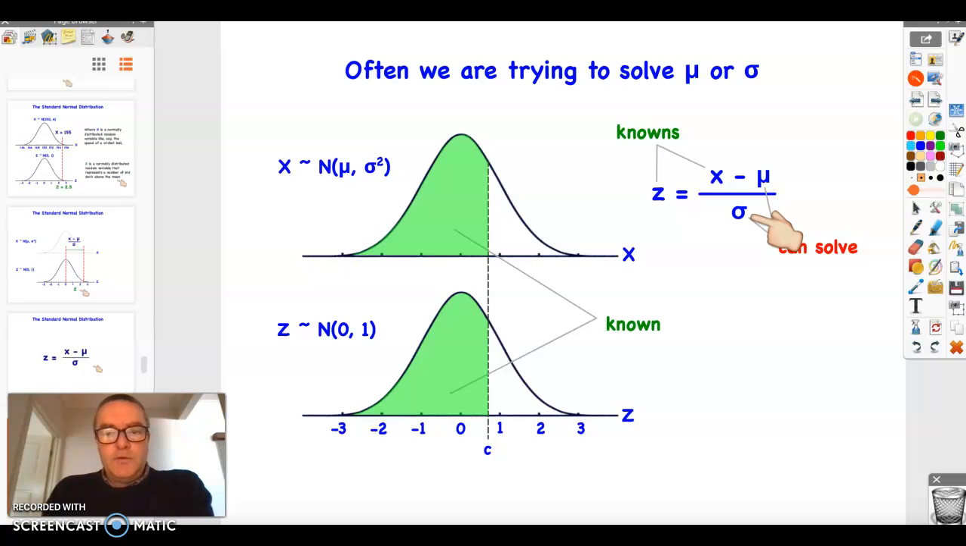You'll notice here I've also represented the two sketches, one for x and one for z. They're parallel. I really like to sketch both curves when I'm solving problems using the standard normal distribution. I strongly encourage you to do that while you're getting used to solving problems as well.